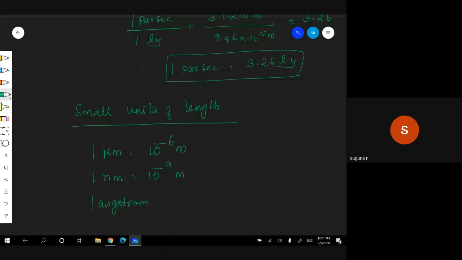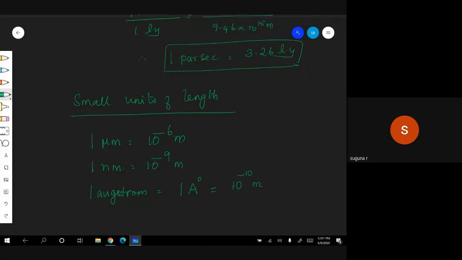Angstrom. How to denote it? The symbol is 1 Å. What is 1 angstrom? It is 10 power minus 10 meter.